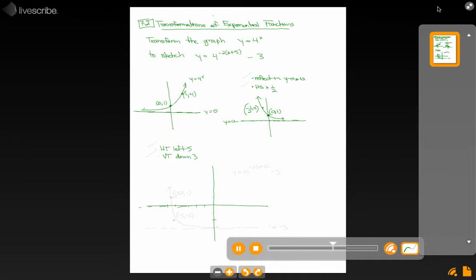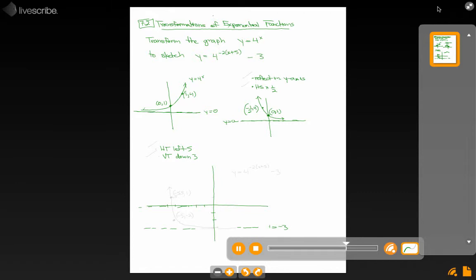My asymptote is going to change, so I should be a little bit careful about that, because moving it left doesn't, but moving it down 3 does. So if I go down 3 units, 1, 2, 3, I have a new asymptote at y = -3. Now I just have to take these 2 points that I've labeled and move them left 5 and down 3, and I should have new points.